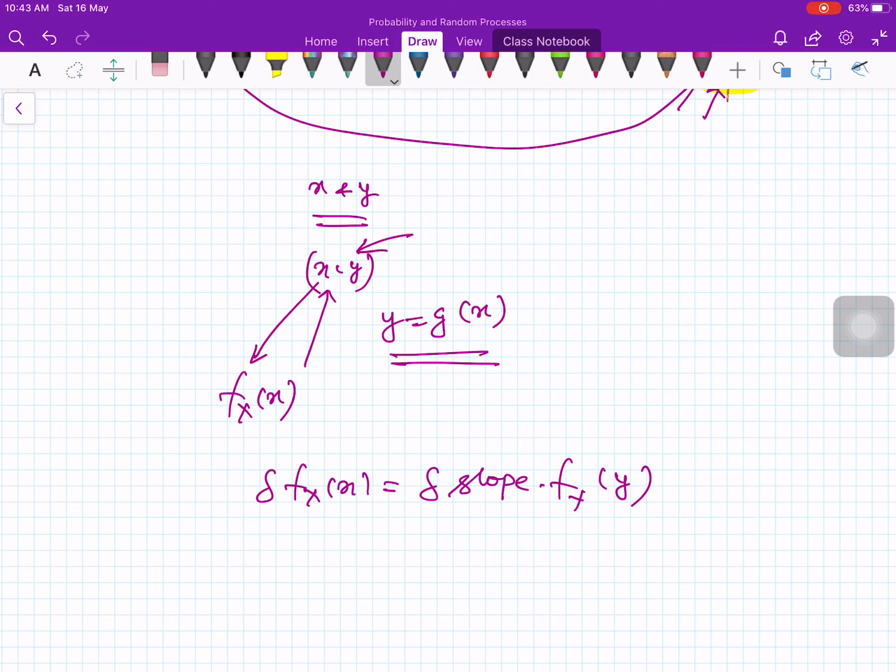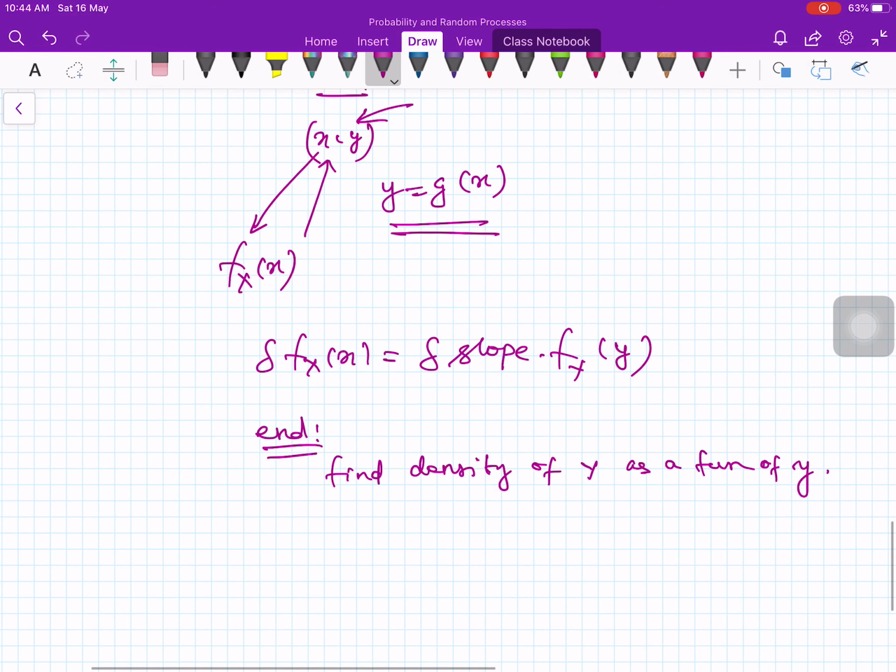Now in the end you want to come up with a formula that just gives you the density of y as a function of y. So in the end, find the density of the random variable y as a function of small y. So that is our aim. That means that you need to eliminate the x's. So this x you have to eliminate, and the slope also has some x that you have to eliminate. Let's see how that would go in an example.